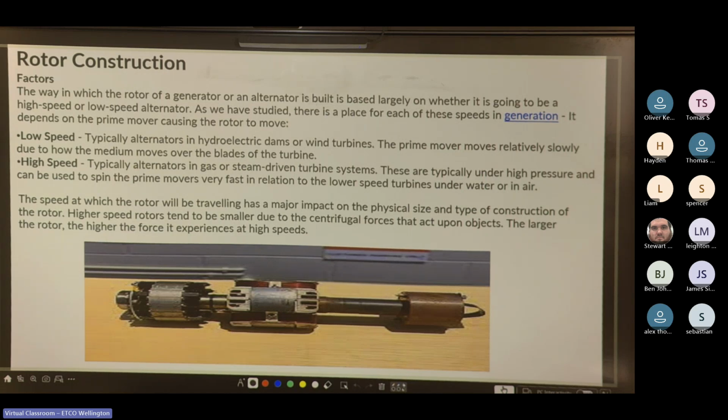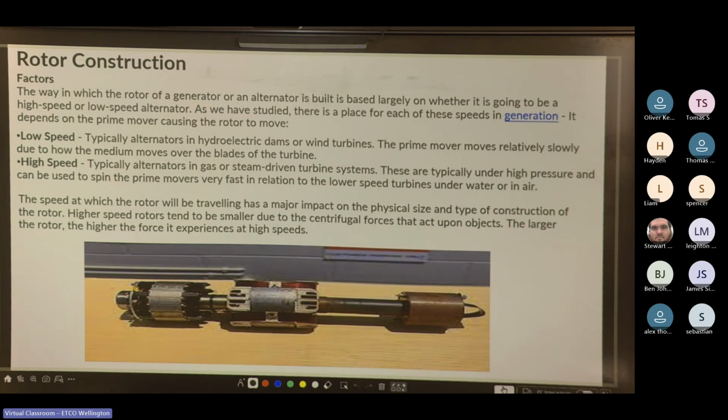So low speed is typically alternators in hydroelectric dams or wind turbines, where the prime mover moves relatively slowly due to how the medium moves over the blades of the turbine. And high speed is typically alternators in gas or steam-driven turbine systems. These are typically under high pressure and can be used to spin the prime movers very fast in relation to the lower speed turbines underwater or in air.